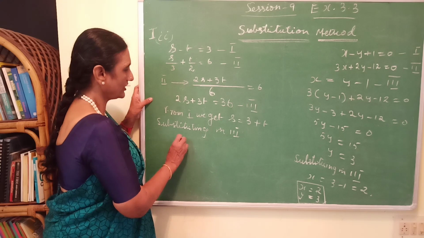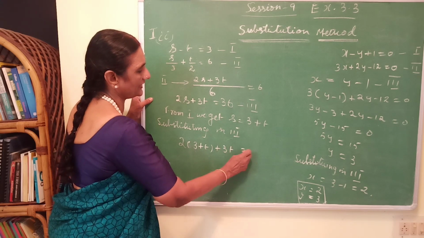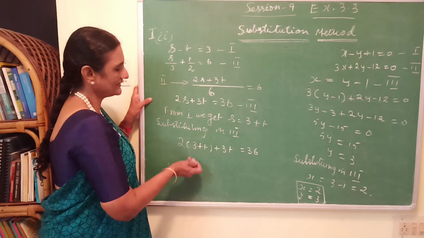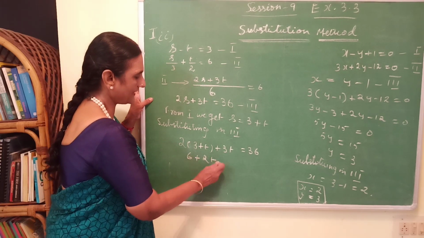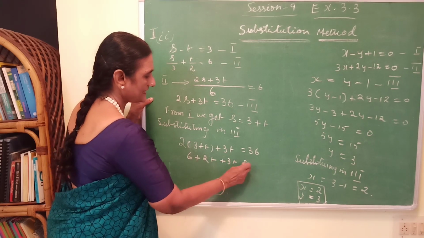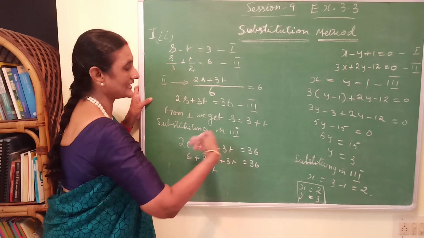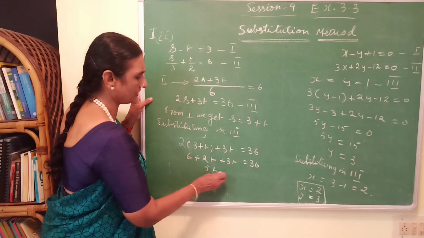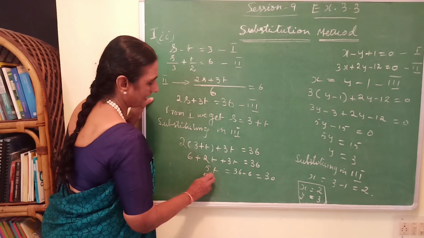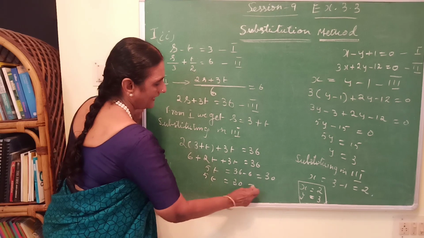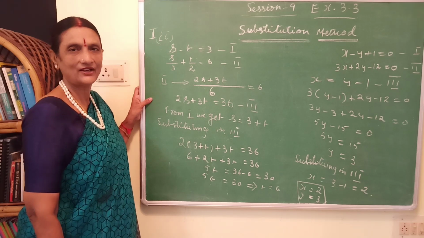Substituting in 3 we get 2 into (3 plus t) plus 3t is equal to 36. So this is the calculation. 2 3s are 6 plus 2t plus 3t is equal to 36. Therefore we get 5t, the 6 goes to the other side, 2 plus 3, 5t I have got. I get 36 minus 6, it is equal to 30. So I get 5t is equal to 30, which implies t is equal to 6. Are you understanding? t is equal to 6.